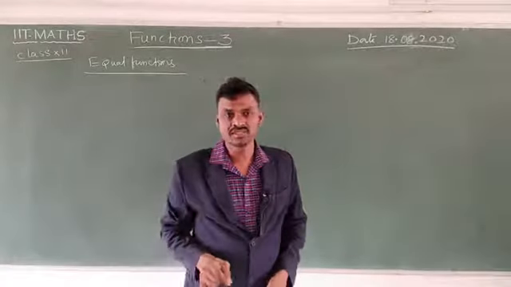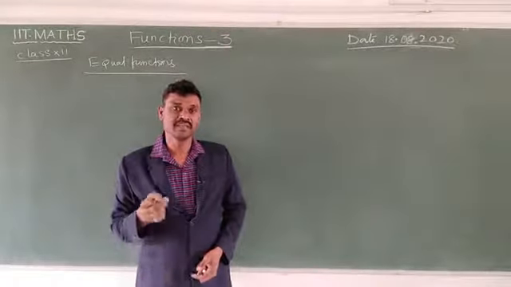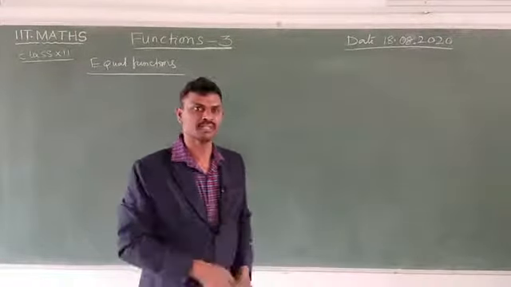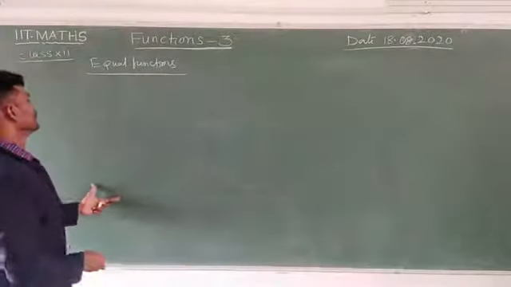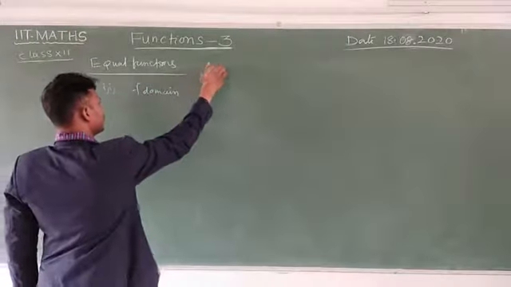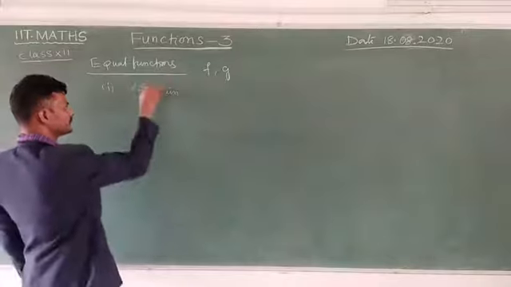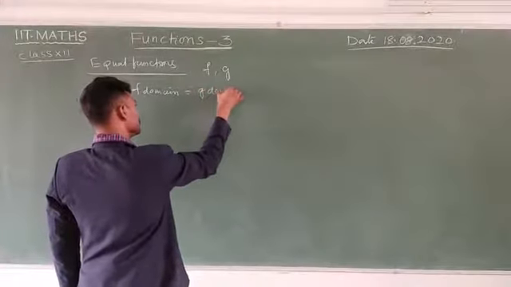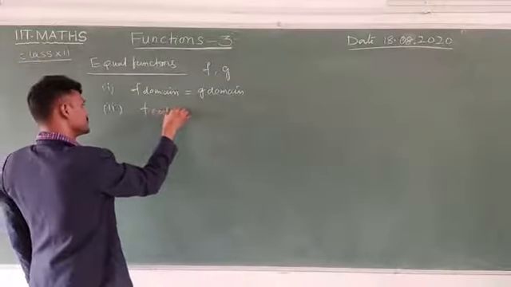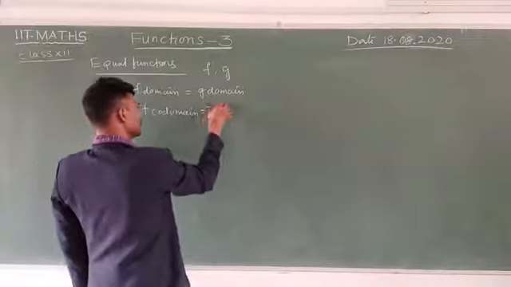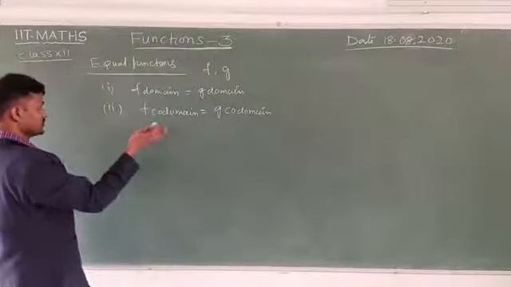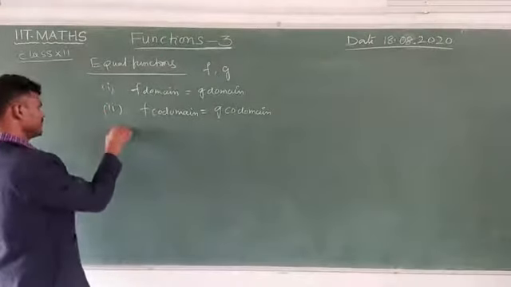Let f and g be two functions. They are said to be equal functions if f's domain is equal to g's domain, and f's codomain is equal to g's codomain. Then these two functions are said to be equal functions.